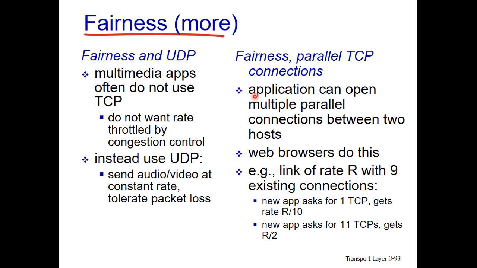Fairness and UDP. Multimedia apps often do not use TCP, because they do not want their rate throttled by the congestion window. Instead they use UDP. We already talked about the reasons why they use it. Fairness and parallel TCP: applications can open multiple parallel connections between two hosts, like a web browser with multiple connections, and so each connection gets an equal share.